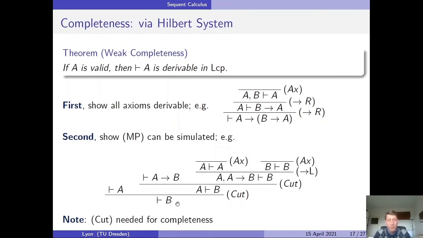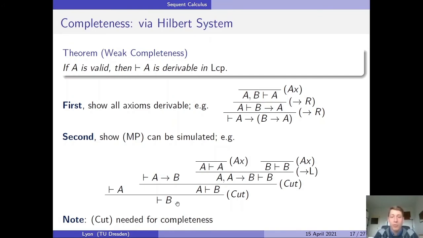So now, this is how completeness is obtained. We know that our Hilbert system is complete, meaning that every formula which is valid has a proof in our Hilbert system. And we know that every proof in our Hilbert system can be transformed into a proof in our sequent system. Therefore, everything which is valid has a proof in our sequent system. And that proves weak completeness.